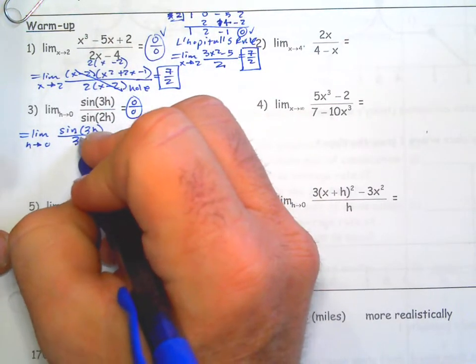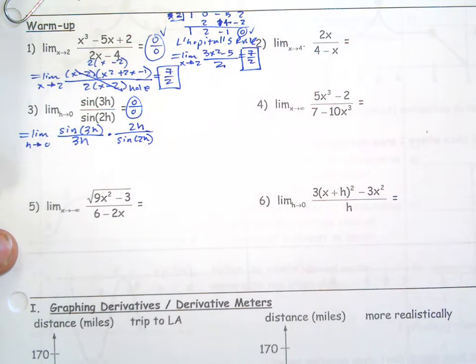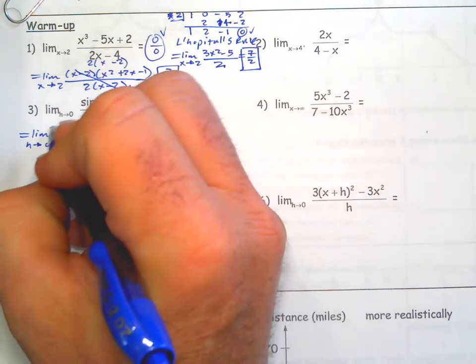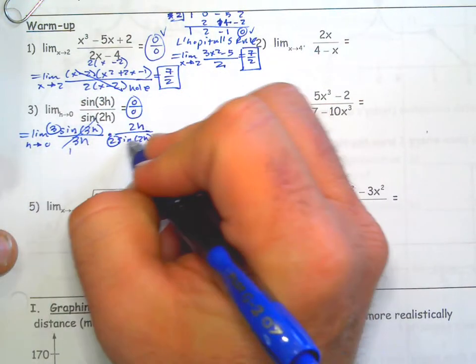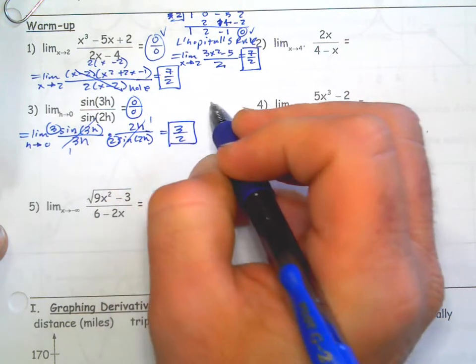So I need a 3h here and a 2h here. Whatever new things I add, I've got to balance out. Now the h's balance each other out. The 2 needs another 2 on the bottom, balance it out. The 3 needs another 3 on the top, balance it out. That goes to 1. That goes to 1. The answer is 3 halves. That's the kind of work I want to see.